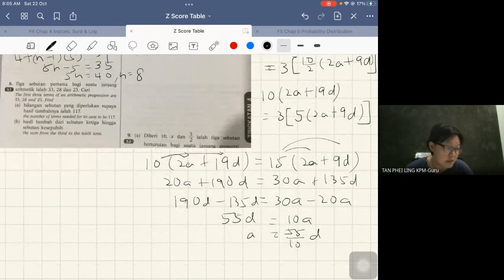Let me see here. So you will make it become 11 over 2 d, right? So this is your relation. Is it okay?